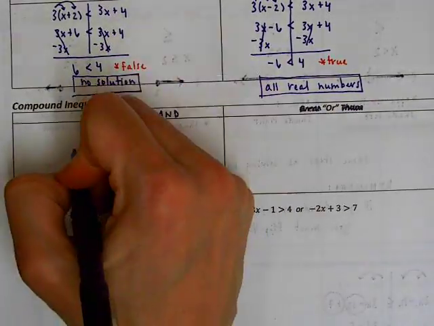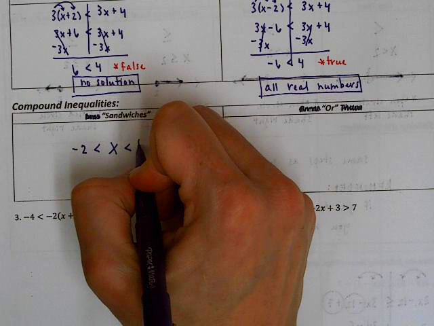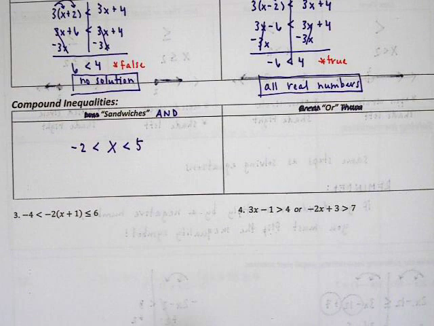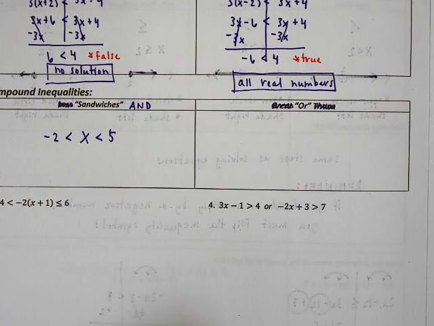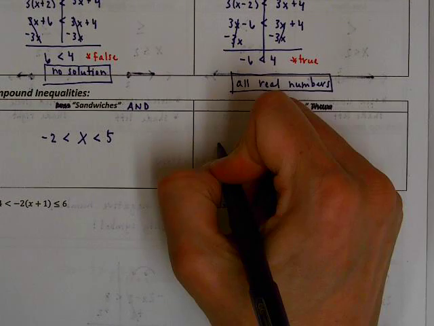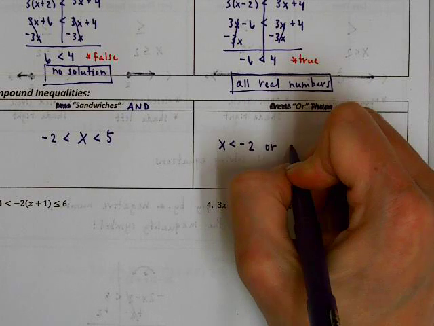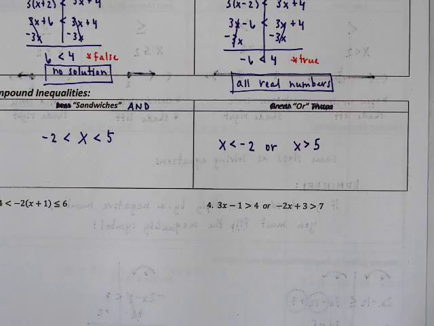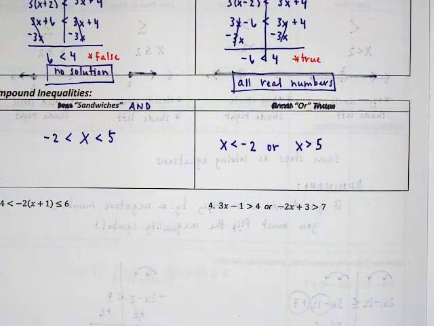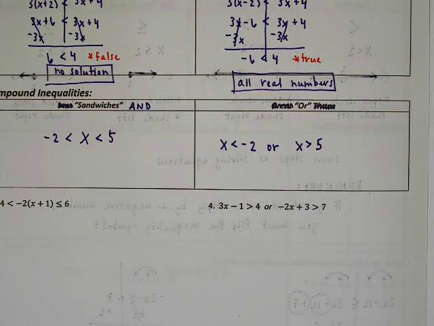So for example, -2 is less than x is less than 5. And an or was two inequalities literally joined together with the word or. So maybe x is less than -2 or x is greater than 5. And so then we learned to solve and graph those inequalities as well.